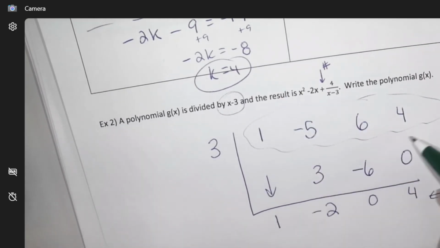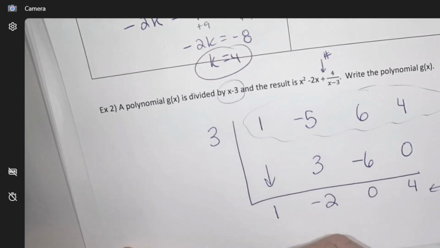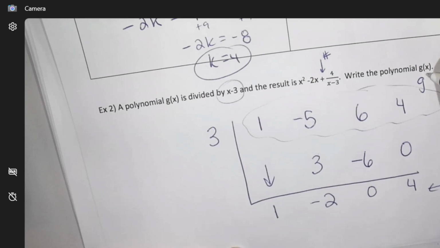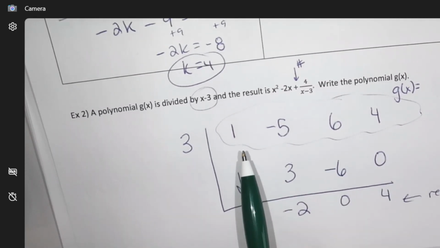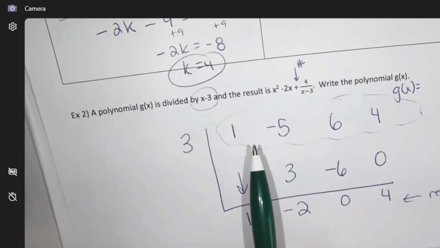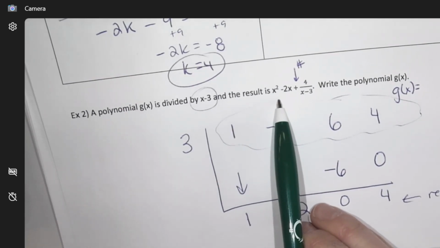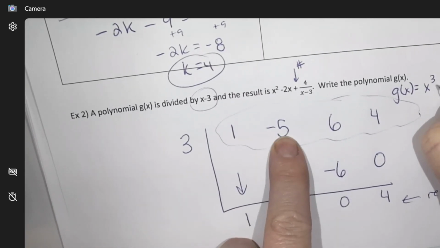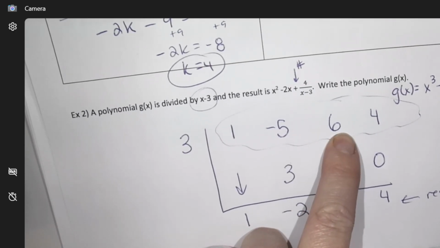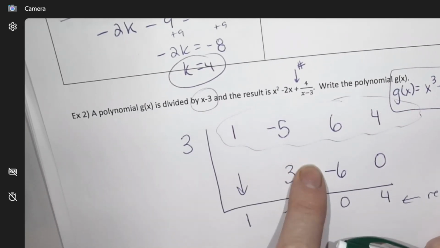4. So this is my polynomial, and it says to write it as a g of x. So you're going to have to go g of x equals, what is this original? Because I had an original and I divided it by an x and it turned into an x squared. So what was my original degree? X cubed. So 1x cubed minus 5x squared plus 6x plus 4. There you go.